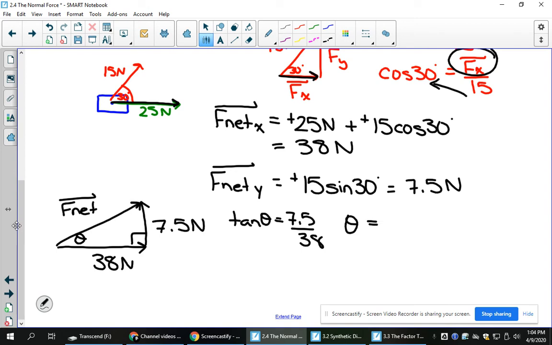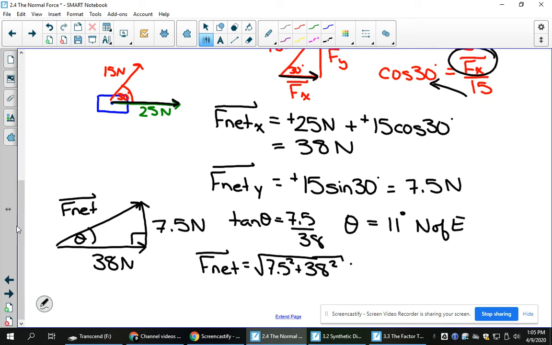So you can pause the video at any time so that you can put this in your calculator. I end up getting 11 degrees for my angle, and that is pointing north of east. And for Pythagorean theorem, to get F net, I'm going to take the square root of both sides squared and added together, and I get 39 newtons. So I'm just going to pop my angle after that.